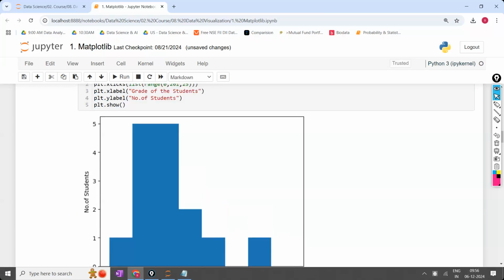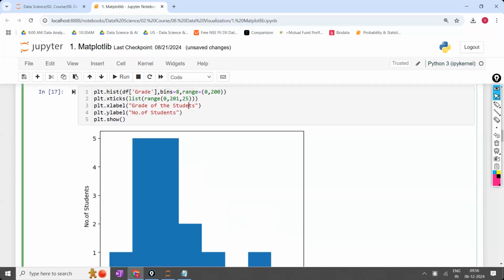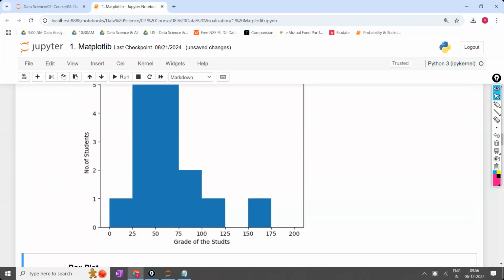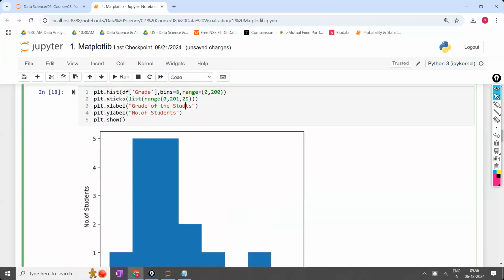Sir, for example, if I am having a spelling mistake here, instead of student, here also the spelling mistake will be there as it is. As it is, it will write there. You have to cross check whether the spelling mistakes are there or not. That you have to see.